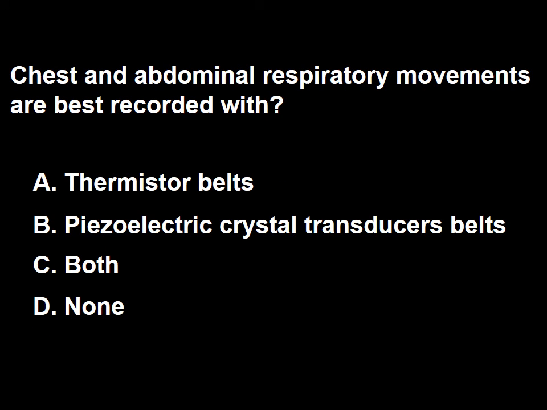Next question. Chest and abdominal respiratory movements are best recorded with A. thermistor belt, B. piezoelectric crystal transducer belts, C. both, D. none. The answer to this question is B.